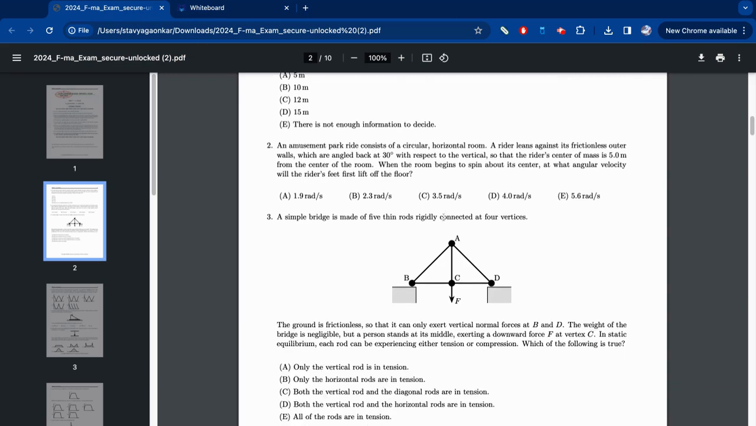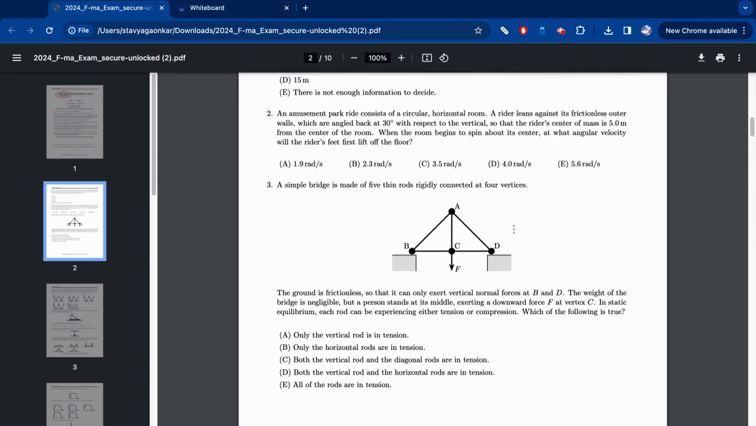Okay, moving on to question number 3. So we have a bridge that's made of 5 thin rods, rigidly connected at 4 vertices. We're given that the ground is frictionless, so it can only exert vertical normal forces at B and D. The weight of the bridge is negligible, but a person stands at its middle, exerting a downward force F at vertex C. And we want to know which rods are going to be in tension.